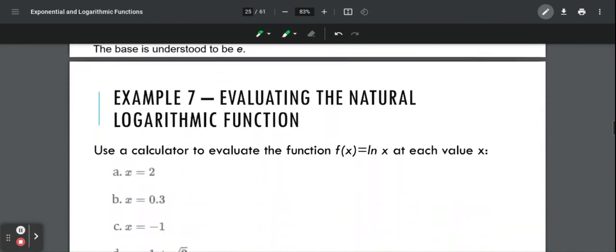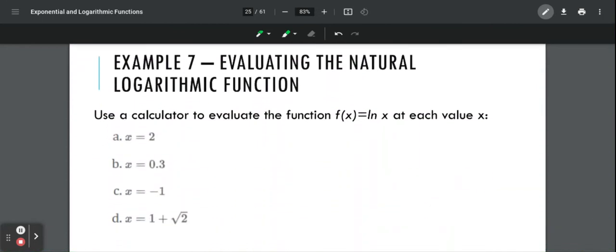So if we were to use our calculator just to get the hang of using natural log, everyone find your natural log button.